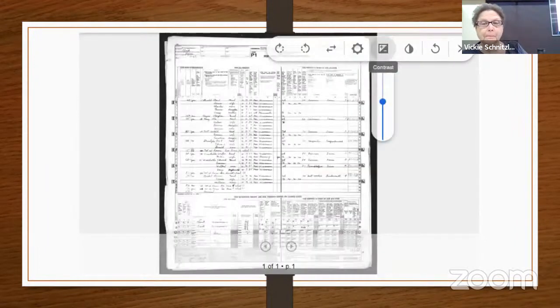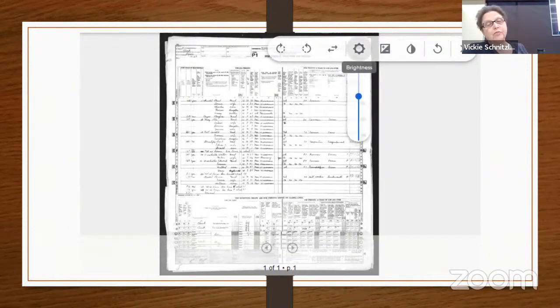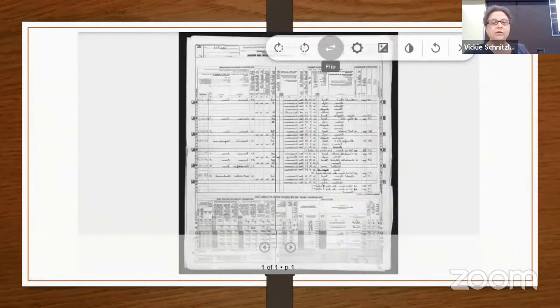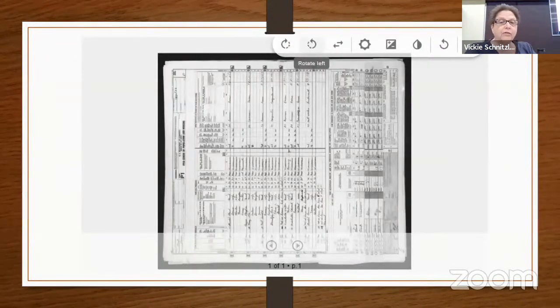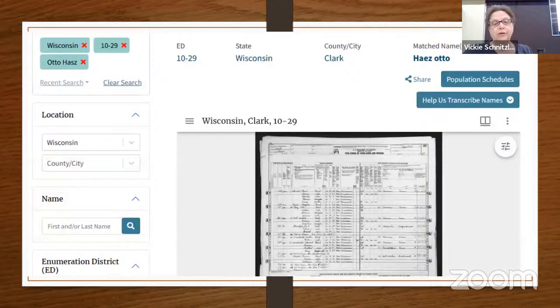Next slide. Okay, we have a contrast, and the next one, where that little sun is, is brightness. The next one is the two little arrows, and that's going to flip our image. So whatever happened to be over on the left-hand side before flipped backwards and is now over on the right-hand side. I'm not sure why you need that feature, but they must have thought there was a need for that one. And then the last two are rotating to the left or rotating to the right.